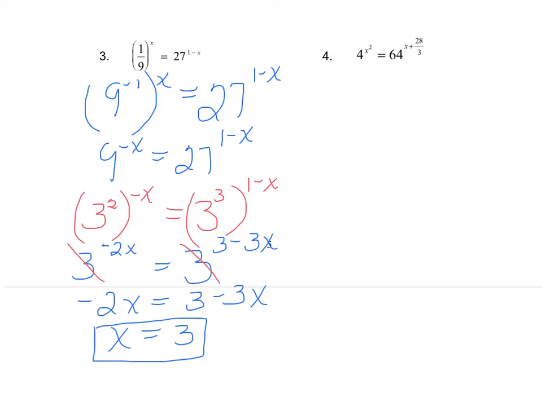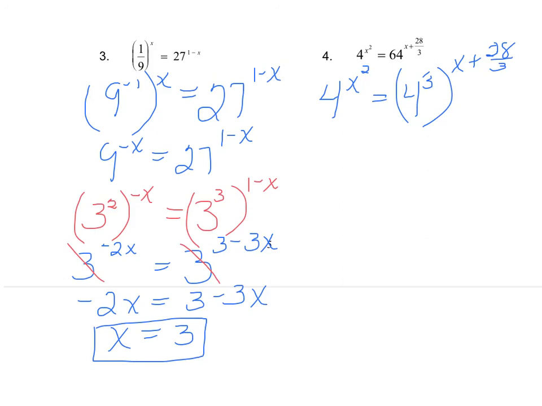4 and 64 are not common bases. I need to find a common base for 4 and 64. Well, can I use 4? Is 4 raised to any power going to give me 64? You're correct, 4 cubed will be. So this is going to stay as 4 raised to the x squared, and 64 is 4 cubed. Now 4 cubed is going to be raised to the x plus 28 over 3. All right, that's an awful looking 2, sorry about that.